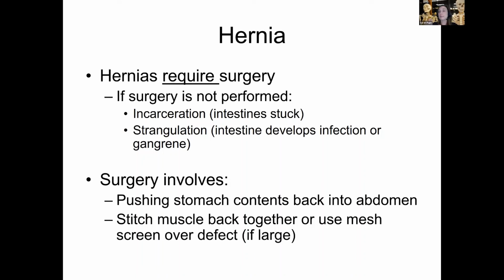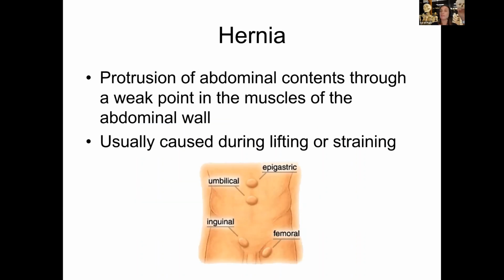The surgery is pretty simple, although watching it, it's very complicated in terms of what you're looking at. Usually all they do is shove your abdominal contents back in and stitch the muscle back together. A lot of times, if it's a large hernia, they may have to use a mesh to help reinforce the muscle in that location. So let me walk you through the types of hernias.